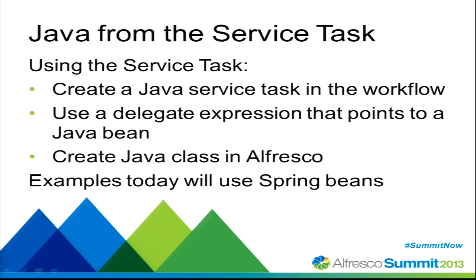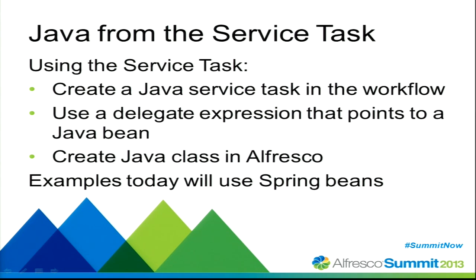And so using a service task, there are a couple ways you can do this. We're really going to focus on Spring Beans today. But basically, you need to create a Java service task in the workflow itself, and then point it at a Java class that you've created in Alfresco. And the examples I'm going to show today are Spring Beans. And any of you that currently develop web scripts or custom actions, or are familiar with developing in Alfresco with Java, should all be pretty familiar. It'll look just like any of those things.